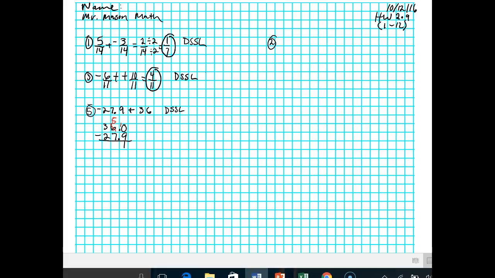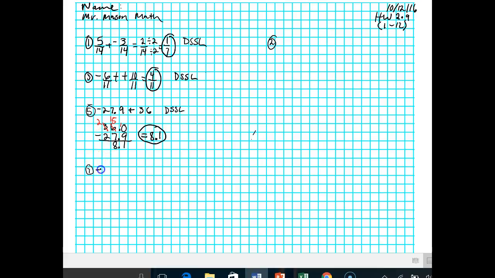Can't do 5 minus 7, so we need to borrow again. Make that a 2. Make that 15. 15 minus 7 is 8. 8.1, my answer should be positive because I have more positives. So my answer is 8.1. Circle your answer. So we'll go to number 7. So 1, 2, 7.